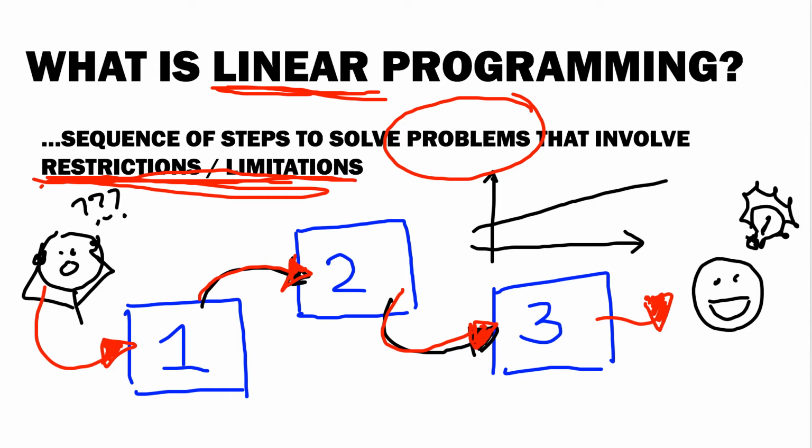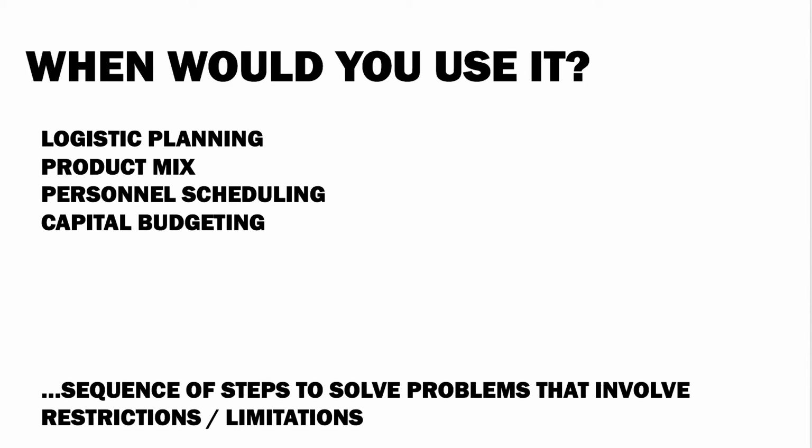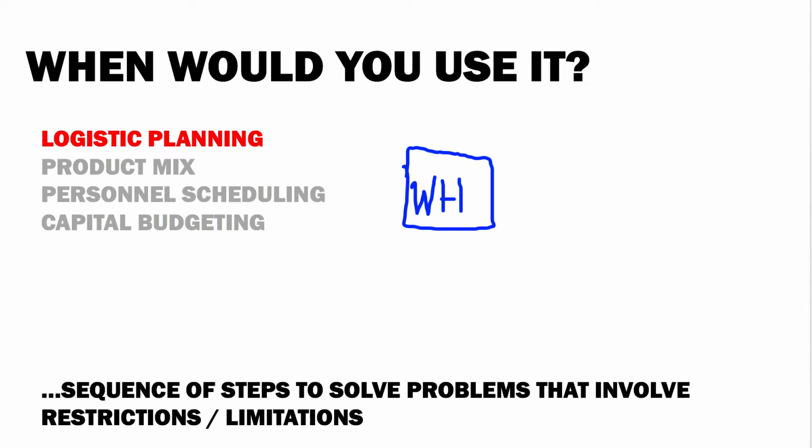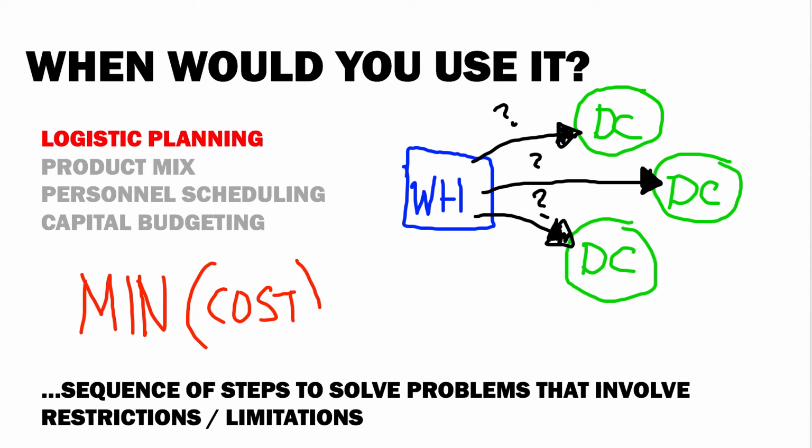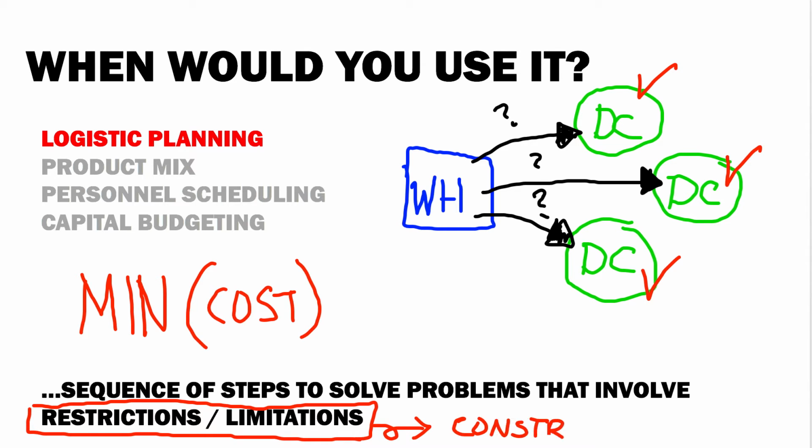Okay, so when will we use linear programming? Let's go through 4 examples when linear programming would be useful to help solve the problem. One typical logistic type question would be, how much should be shipped from a warehouse to its distribution centers to meet demand at the least cost? Here, our goal is to minimize cost while subject to meeting the demands of the distribution centers and shipping no more than the supply of the warehouse. These are the restrictions to the problem, which we refer to as constraints.